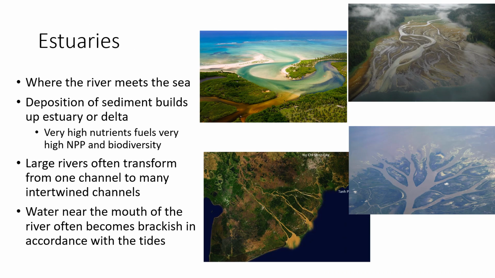And then finally, where the river meets the sea is the estuary. Sometimes you'll see this called the delta, but slightly different definitions. Don't worry about it for this class. You can call it the delta for this class. This is where we deposit a lot of the sediment that the river has been carrying for miles and miles and miles. That sediment you can see is building up these estuaries.